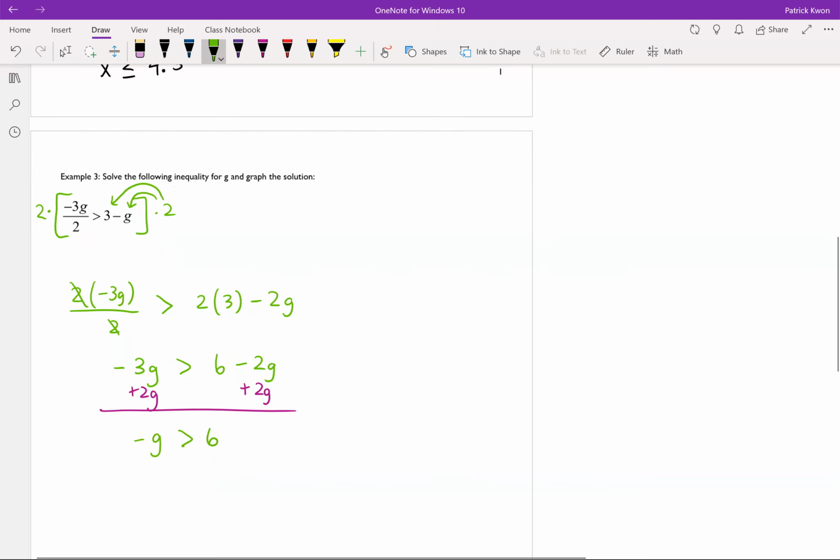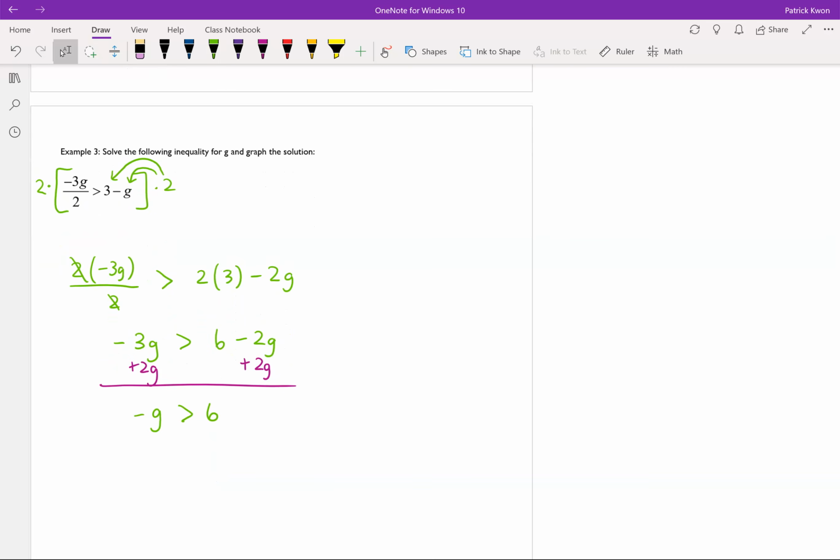Now this is really, really important. Whenever you're solving an inequality and you either multiply or divide by a negative number, then you have to flip the direction of the inequality symbol. So I'm going to multiply both sides by -1. So -1 times negative g is positive g, and because I multiplied by a negative, I have to flip the direction of the inequality symbol, and then 6 times -1 is -6. So our final answer is g is less than -6.